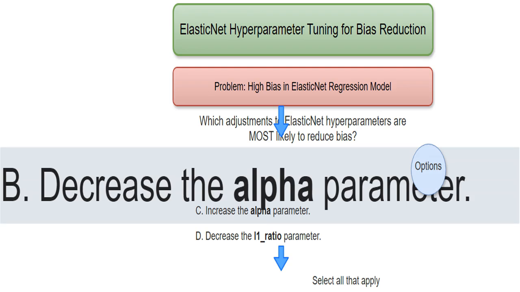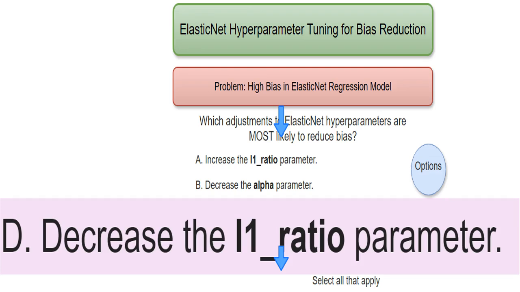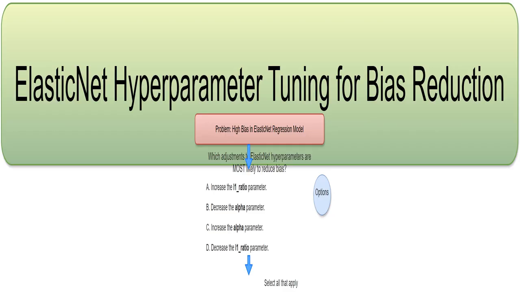The alpha parameter controls how strongly the model is regularized. By decreasing alpha, I'm reducing that strength, allowing the model to become more flexible and complex, which can reduce bias. Another correct answer: L1 ratio balances two types of regularization, L1 and L2. L1 tends to create simpler models, with some coefficients equal to 0, and L2 tends to produce models with all small coefficients. By decreasing L1 ratio, I'm shifting towards L2, reducing the chances of a too simple model and therefore less bias.